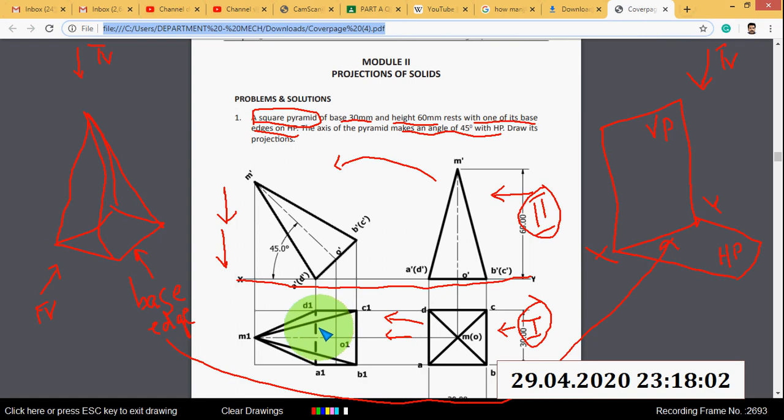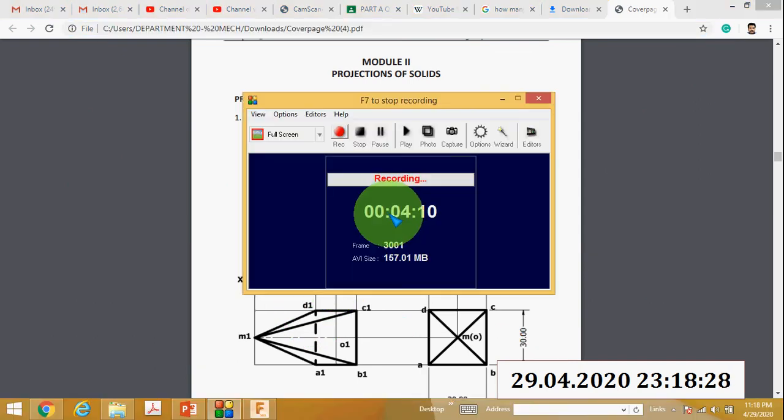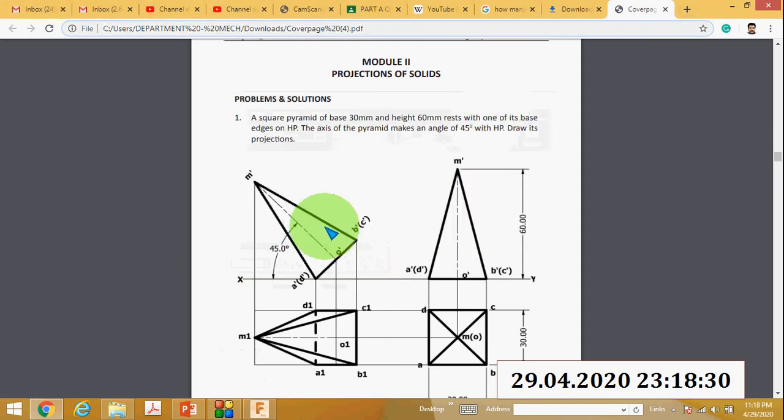Here you can see this AD is represented in a dotted line. This means when you look at the top view, which is actually the top view, this edge is invisible, and the name of this edge is AD. That's why this edge is represented in a dotted line. So you have to draw this figure.